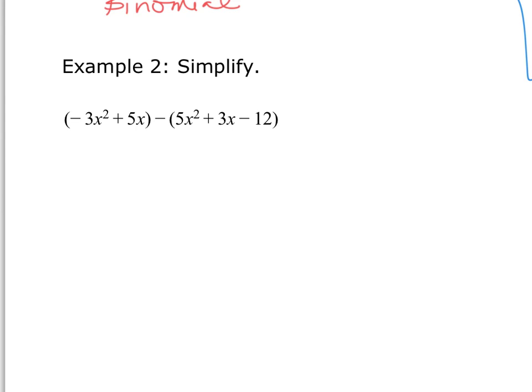All right, I've got negative 3x squared plus 5x minus 5x squared plus 3x minus 12. We're going to do this together. I'm going to show y'all. I'm even going to show you how to do it vertically, so you might want to start a new page. Minus. All right, y'all ready?